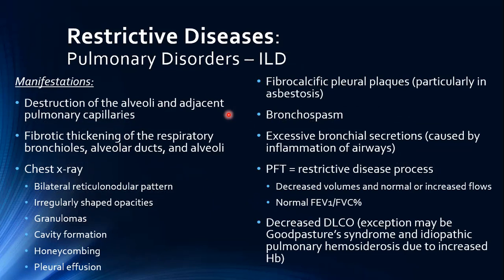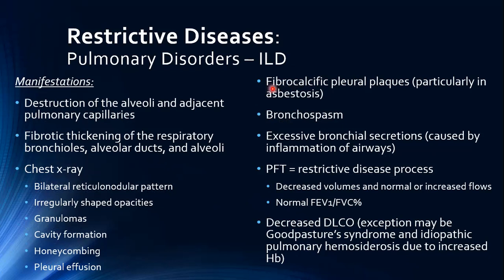But it manifests by the destruction of the alveoli and adjacent pulmonary capillaries. You start destroying your alveoli because of what you breathed in, right? You have thickening of the respiratory bronchioles, alveolar ducts, and the alveoli. So you can destroy them. They can get hard and thick, right? You just turn up your lungs by what you're inhaling. Chest x-ray. You're going to learn with these chest x-ray as you get into 220, okay?